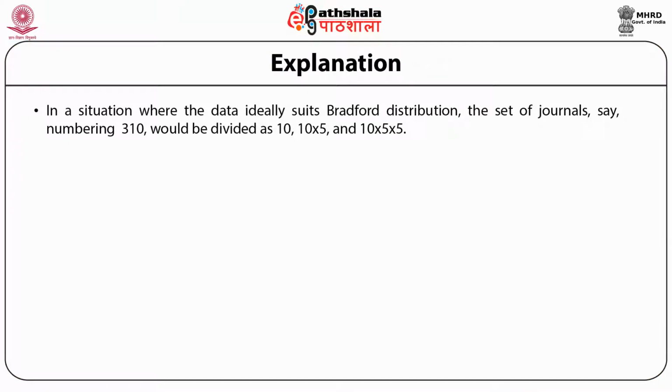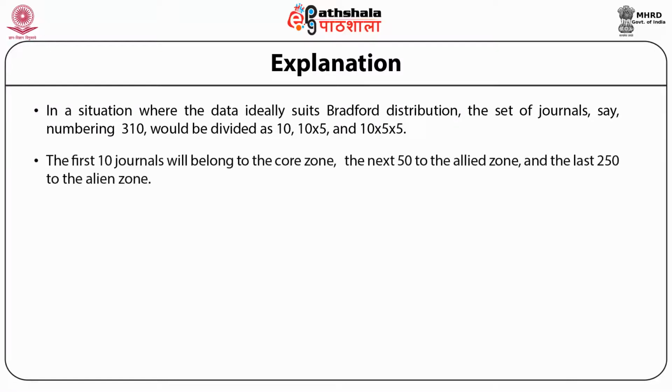For various formulations, we derive some data based on this graph. In a situation where the data ideally suits the Bradford distribution, the set of journals, say numbering 310, would be divided as 10, 10 into 5, and 10 into 5 into 5. The first 10 journals will belong to the core zone, the next 50 to the allied zone, and the last 250 to the alien zone. The number of papers in each zone will be the same.